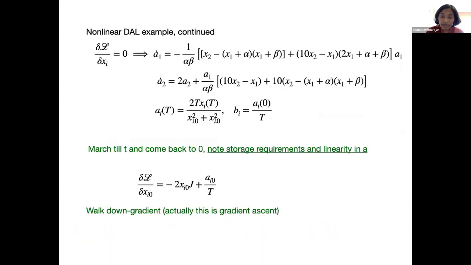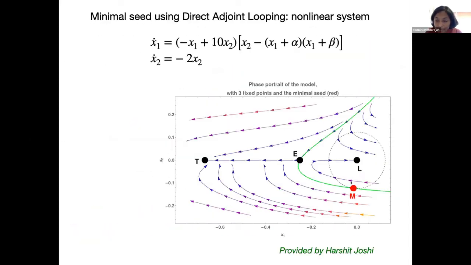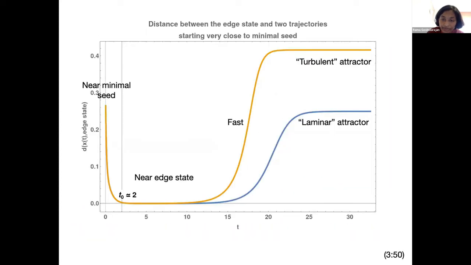Okay, so now we talked about this minimal seed. Now what he's done is he started two trajectories just on either side of it, and they are following this thing and reaching the edge state, and then one is going this way, one is going that way. So those are the trajectories we're going to see here.